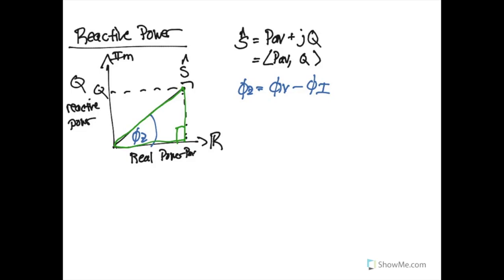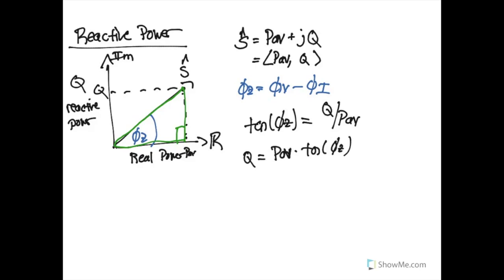And so we can say that if I take the tangent of phi z, then my relationship is going to be Q over P average. And rearranging, we can then say that Q is P average times the tangent of that phi z. And we've seen that for one of our definitions of P average, that is VRMS times IRMS times cosine of phi z, times tangent of phi z. So this is our previous definition of average power, copied down in, and then a cosine times a tangent ends up being a sine function.